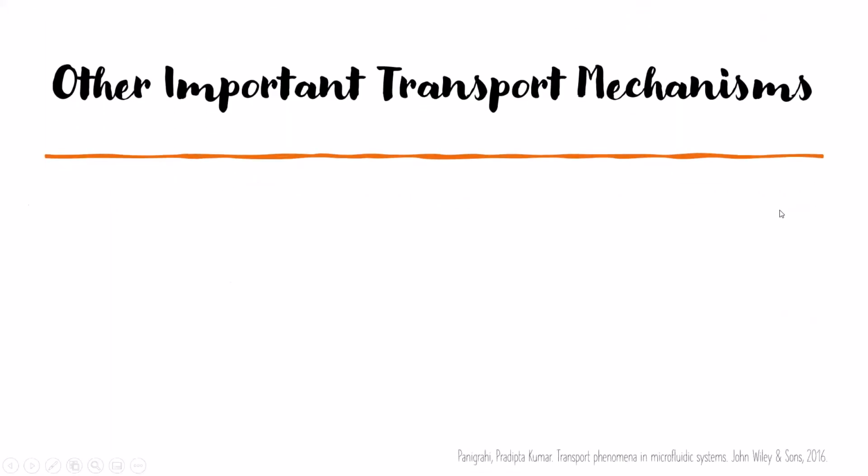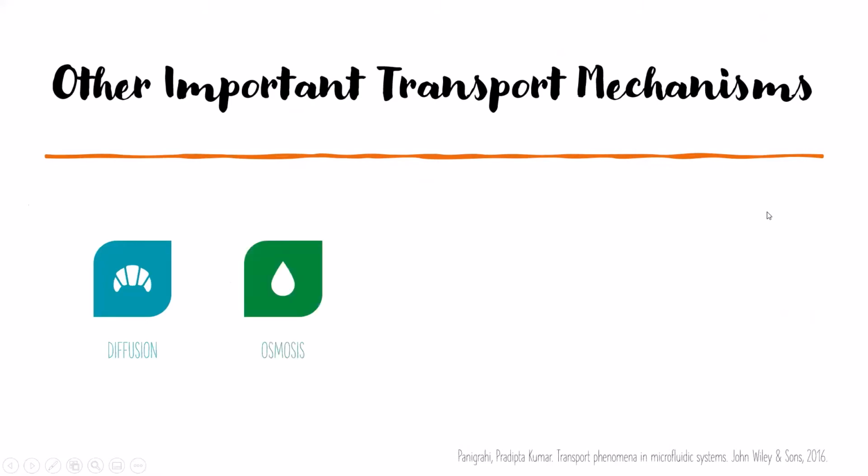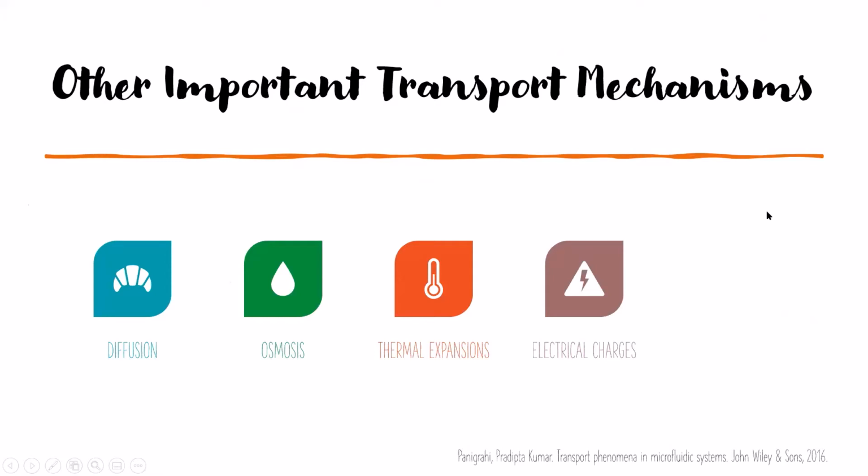The other important transport mechanisms that aren't discussed in this lecture but are important in microfluidic device design are diffusion, osmosis, thermal expansion, flow due to electrical charges, and flow due to magnetic charges. You can learn more about these transport phenomena by reading the book Transport Phenomena in Microfluidic Systems by Panigrahi.